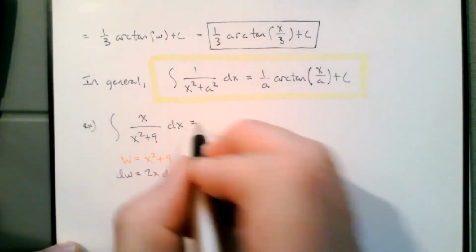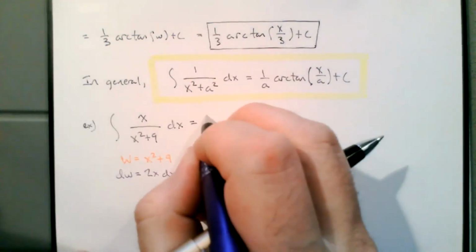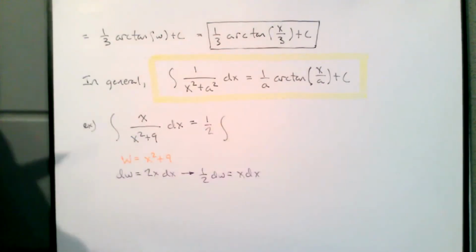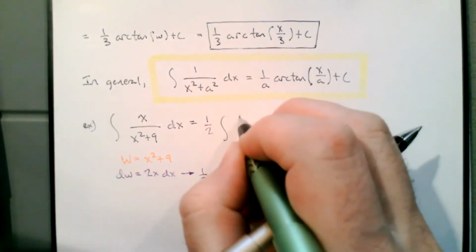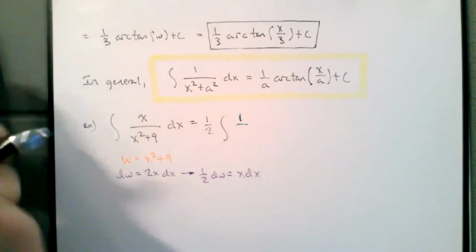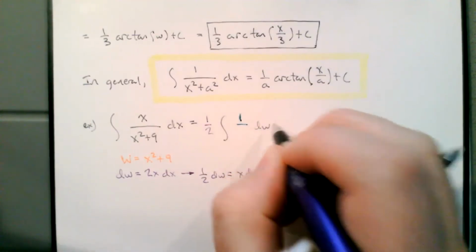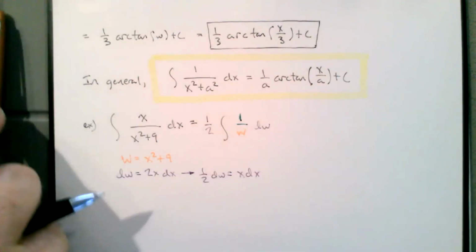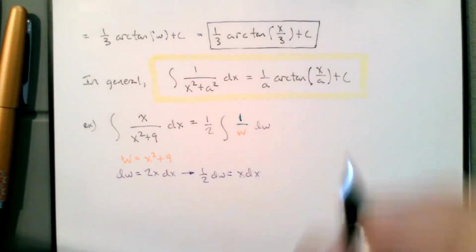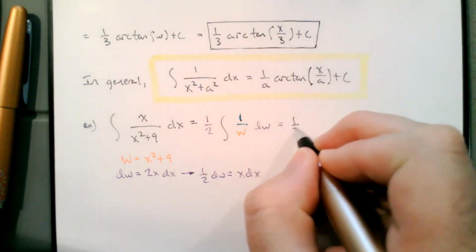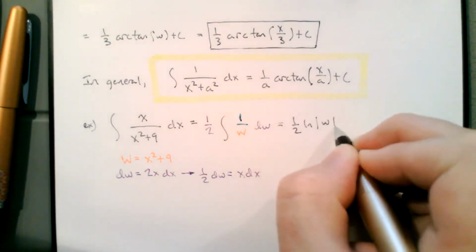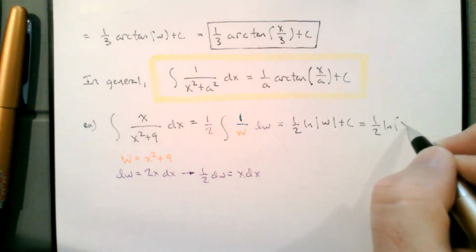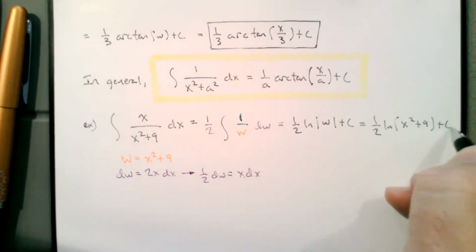So this is going to be the integral of 1/2, or 1/2 the integral of 1 over w dw. So we still have a 1/2 natural log absolute value of w plus c, and then we can replace the w. 1/2 natural log of x squared plus 9 plus c.